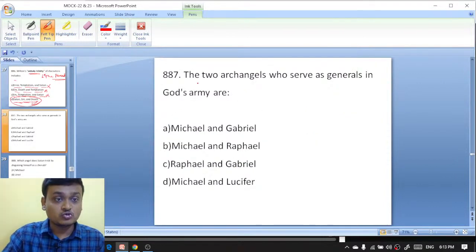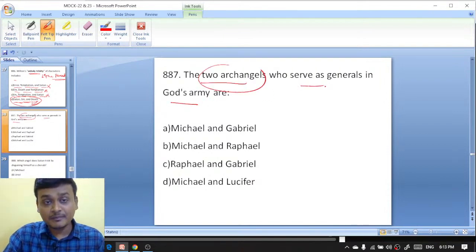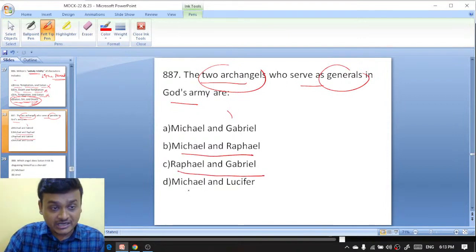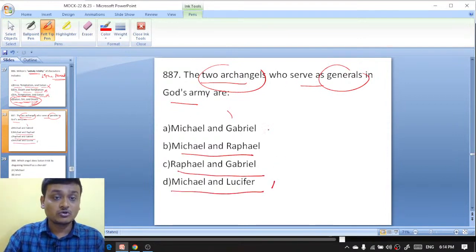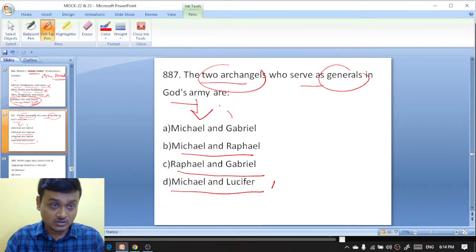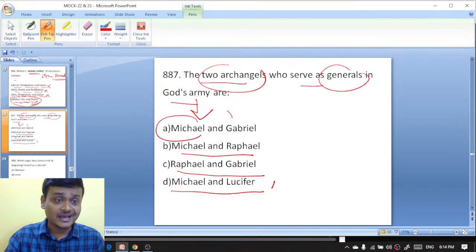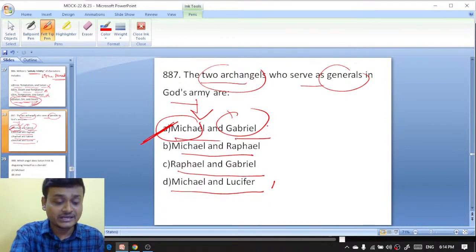Next question. Two archangels who serve as generals in God's army: Michael, Gabriel; Michael, Raphael; Raphael and Gabriel; Michael and Lucifer. So it was Michael and Gabriel. So A is the right answer. These are all questions from Paradise Lost. Michael and Gabriel is the right answer here.